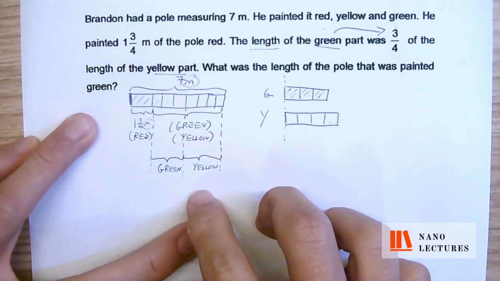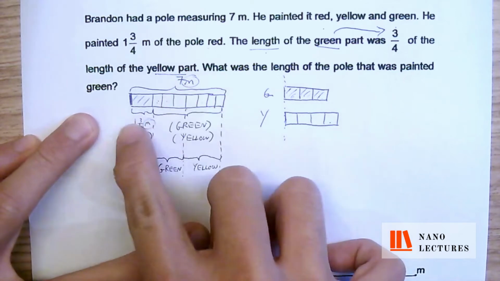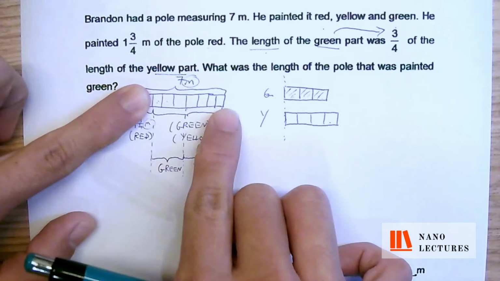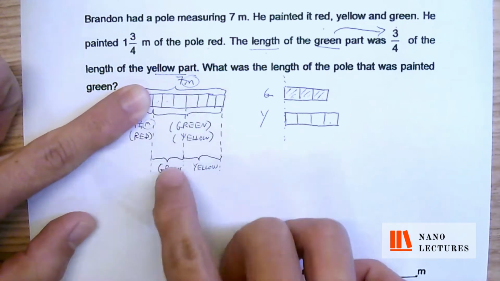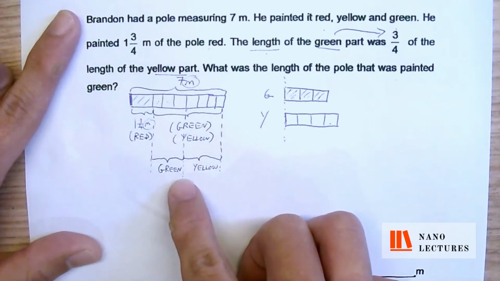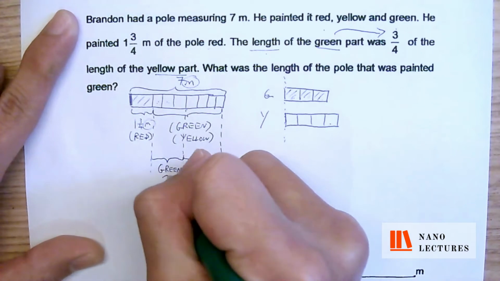Okay, so you see from here, it is a lot easier to understand the question now. Out of my 7 meters, 1 3/4 meters are red. And after I minus off this portion, I divide by 7. And out of these 7 units, 3 units are green, 4 units are yellow. Like this, it'll be very easy for them to understand and visualize. Then they ask what was the length of the pole that was painted green. Then here will be my question mark.